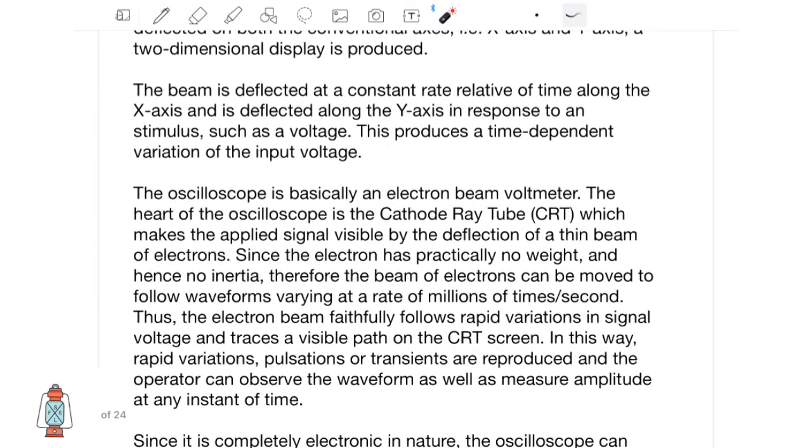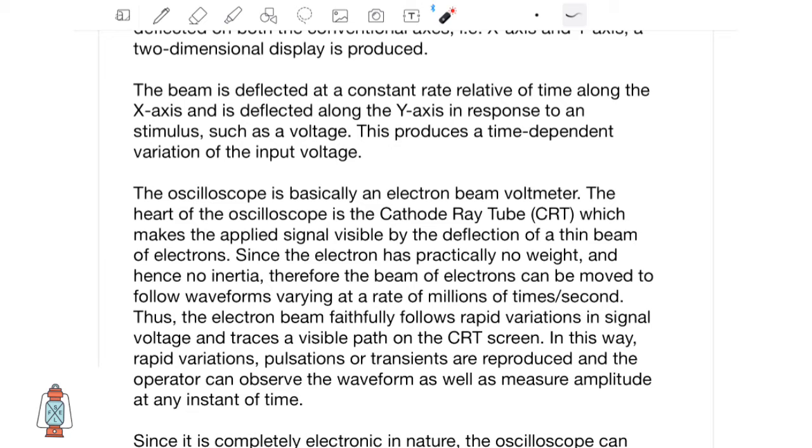Now you can also call the oscilloscope an electron beam voltmeter, because instead of a needle here it is an electron beam, the rest is similar. Now there is a particular reason for choosing electrons. It's not that if you strike protons on a target, they will not heat up or will not produce energy on the fluorescent material. It's not like that, but there is a particular reason for the electrons.